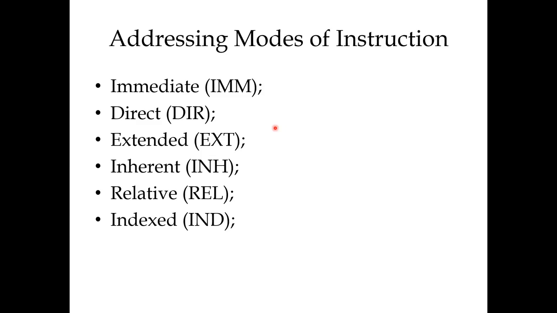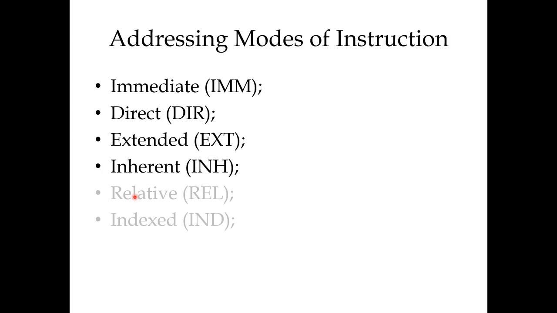What are the modes? Immediate, direct, extended, inherent, right? And the last 2 are relative and indexed. But for this lecture, we'll be exploring just the first 4. That's why I blurred the last 2. So in total we have 6 modes, but later we'll talk about the other 2. Today we'll just talk about the first 4 modes: immediate, direct, extended, inherent.